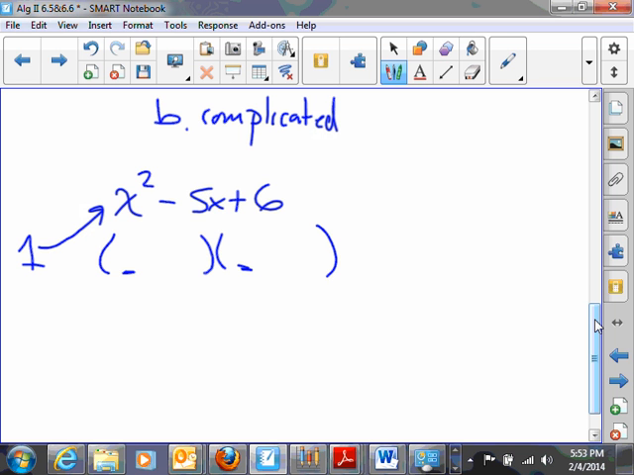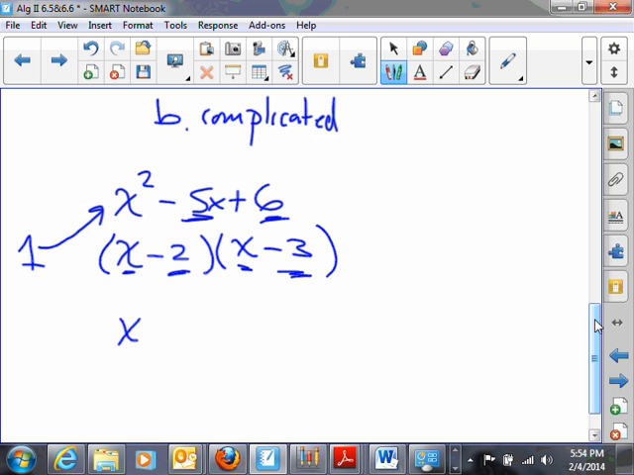In other words, they would give you the first, and that would be x and x. Now, the numbers that go here and here would multiply to give you this last number, and they would add to give you this middle number. So the question is, what two numbers multiply to give positive 6? You do have to pay attention to signs here. And add to give negative 5. Well, the answer is negative 2 and negative 3. And there it's factored.